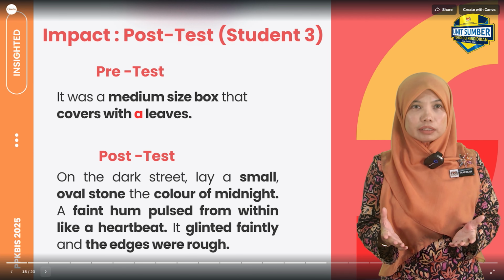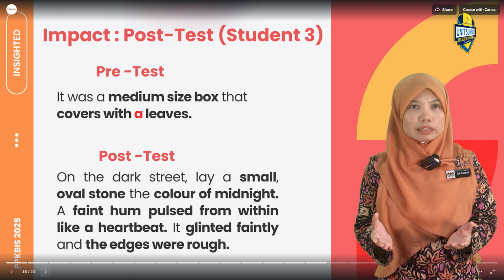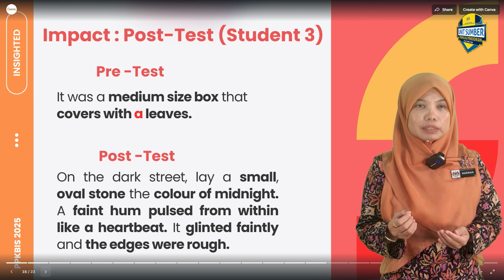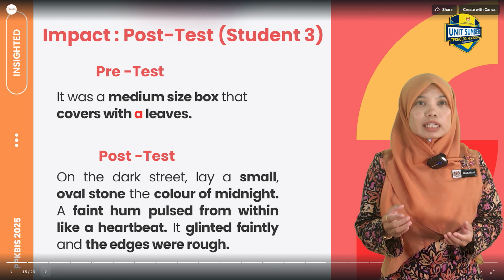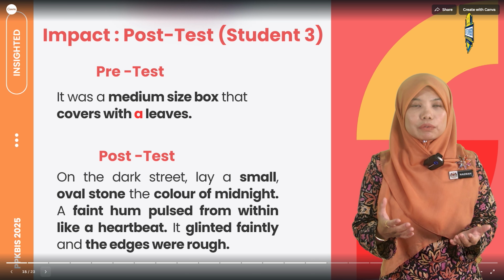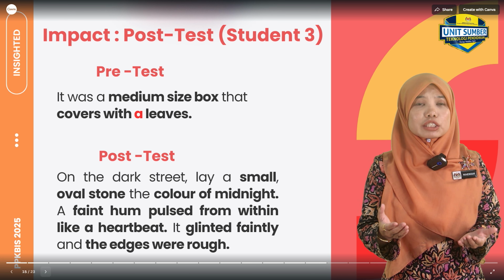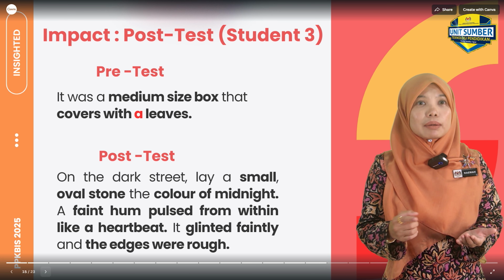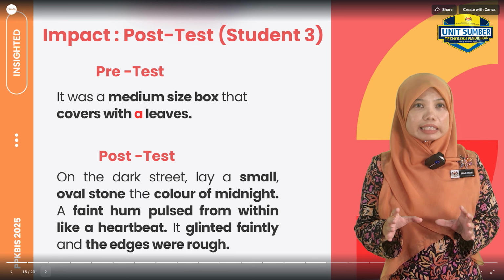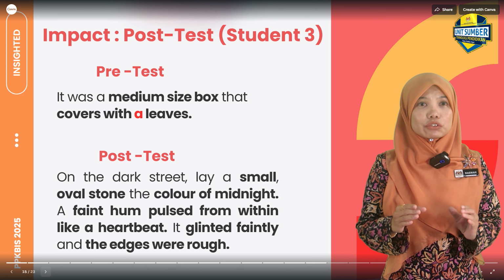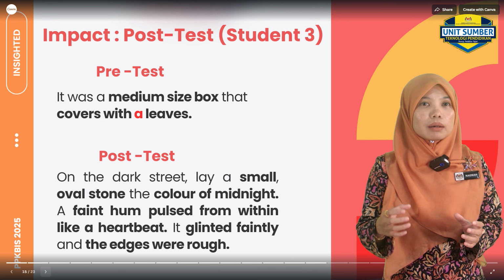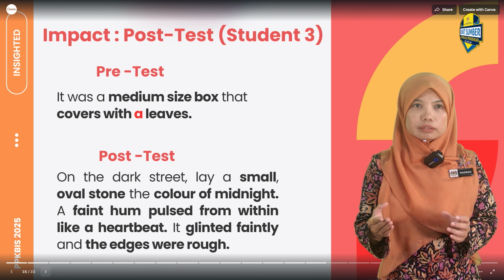As you can see here, from student 3, you can see the pre-test versus the post-test result. For the pre-test, he wrote, it was a medium-sized box that was covered with leaves. So the description is very simple: medium-sized box covered with leaves. As for the post-test, this student has greatly improved. The description has also become longer and more detailed.